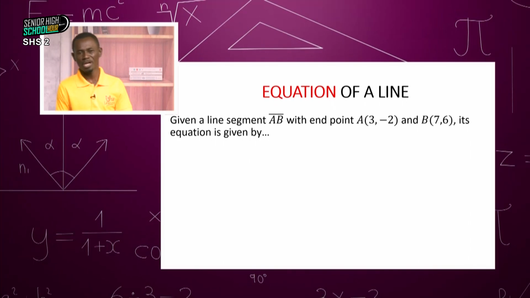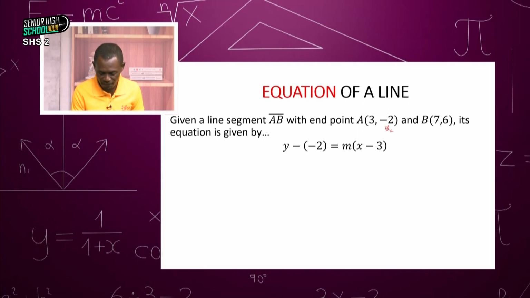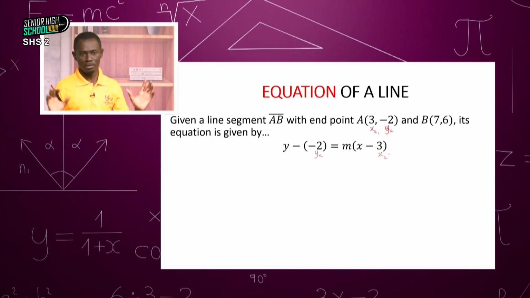So again, we go back to (3, -2), (7, 6). What is the equation of this line? Well, we just apply it. y minus, and this time around, I'm using this as y subscript A and this as my x subscript A. I could have used (7, 6), and I will. So we have y minus negative 2. So it's like saying y minus y subscript A equals m multiplying x minus x subscript A. Remember, I have chosen to use x subscript A, y subscript A. If you open your textbooks, you will find other denotations of the same thing. Some will just use y minus y1, x minus x1. We're at liberty, so long as we define what those terms are, you could use anything.